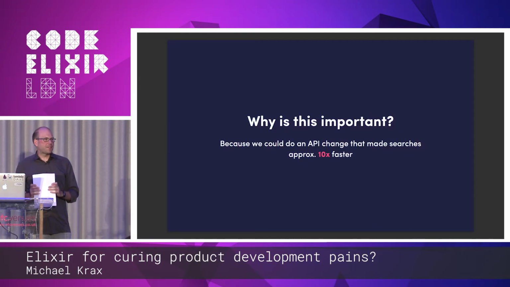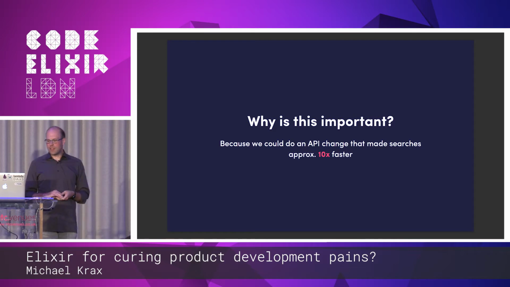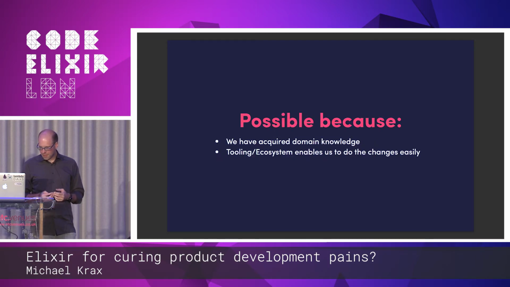And there is a nice side story to that, because what this allowed us to do is basically to implement an API change that made the searches 10 times faster. And 10 times is a big change. We learned about the domain. We found a way to do this a lot faster. And we could do it easily because we had this living documentation in place that the front-end developers could use to follow those changes. Possible because we have the domain knowledge and the tooling and ecosystem is there, which we could actually use.